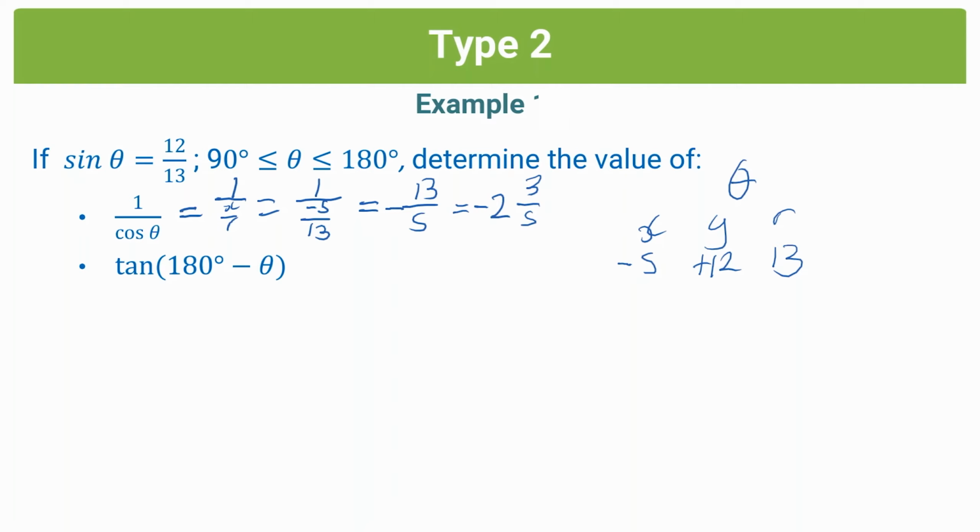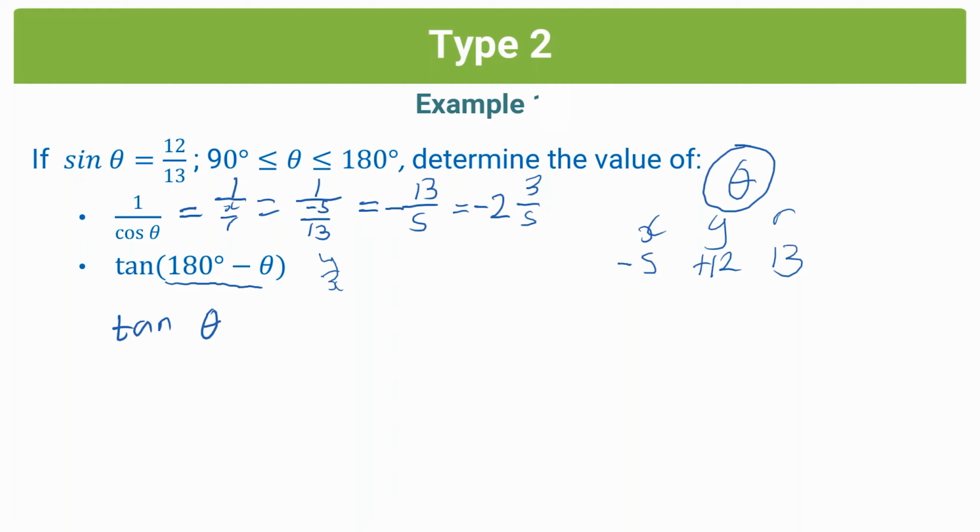Now, the next question is what makes it slightly more difficult. We have to use our supplementary reduction formula again, because we can't immediately substitute y over x for tan, because we don't have x, y, and r for 180 minus theta. We have an x, y, and r for theta only. So supplementary reduction formula, 180 is a supplementary angle. So we can simplify that to tan theta. But remember, for our sine, you have to look at the original.